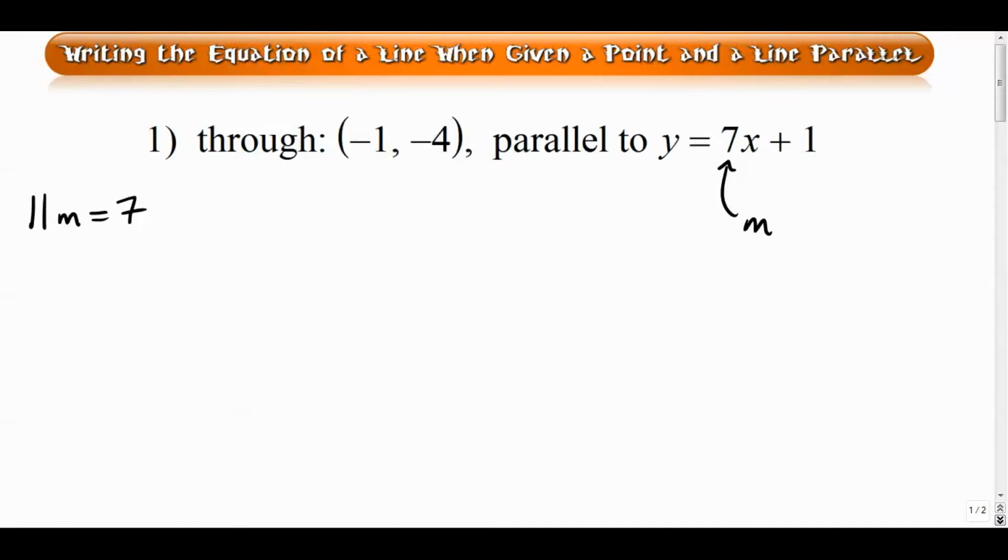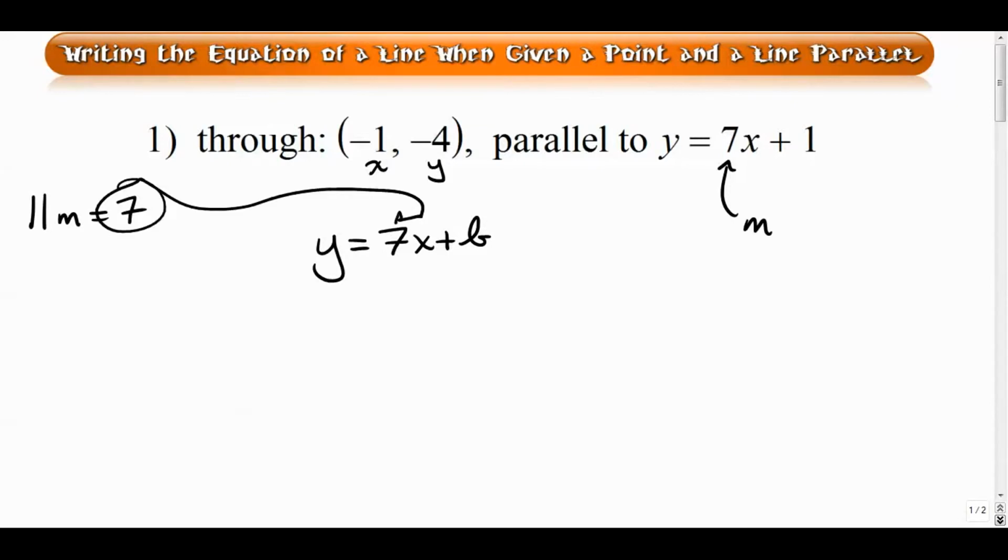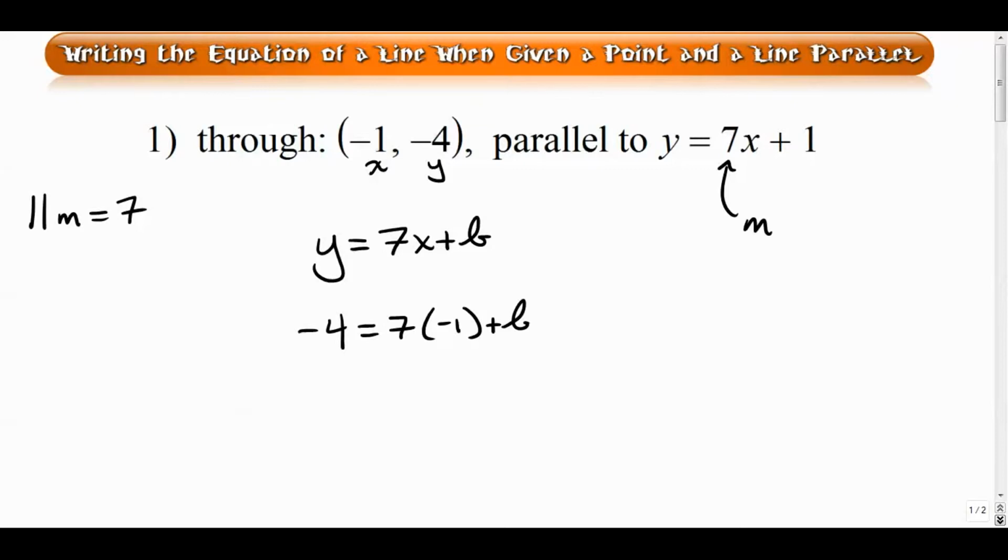And it's going through this point right here. So what I'm going to do is write y equals mx plus b using my new slope right here. And then I'm simply going to enter in the y and the x as I see them above. So -4 is equal to 7 times -1 plus b, and b is 3.